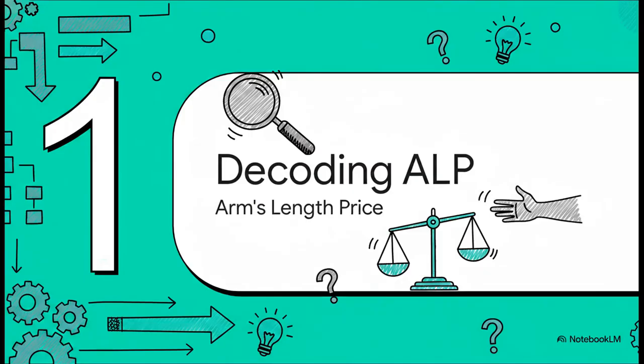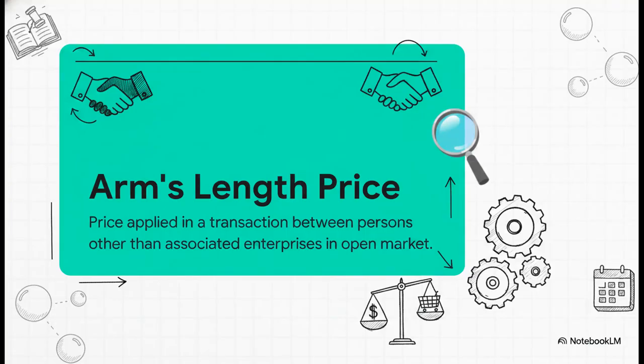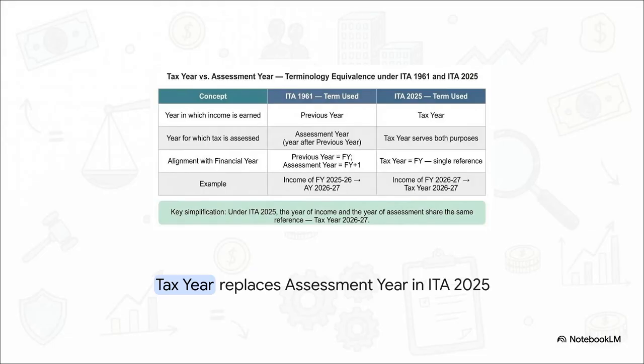Section 1. Decoding arm's length price. Under this new regime, Section 173A defines arm's length price, or ALP, very simply. It's the price applied, or proposed to be applied, in a transaction between persons other than associated enterprises in uncontrolled conditions. So, in plain English, it's essentially the fair market price that two completely unrelated companies would happily agree upon in the open market.